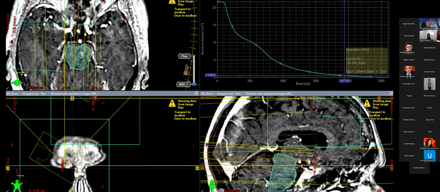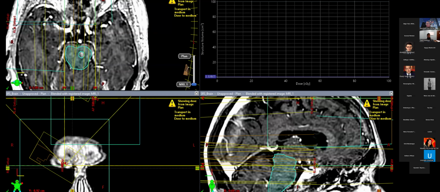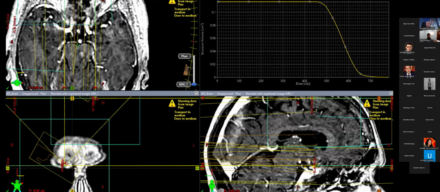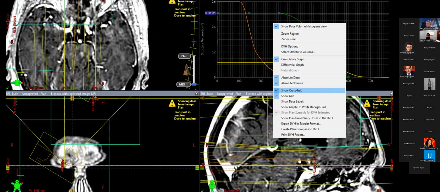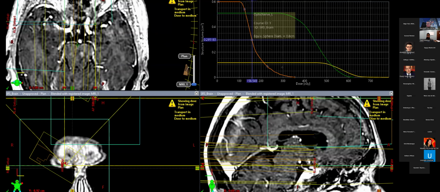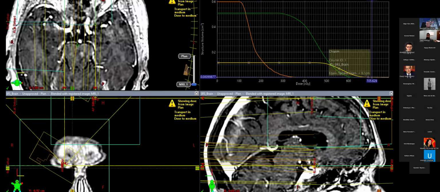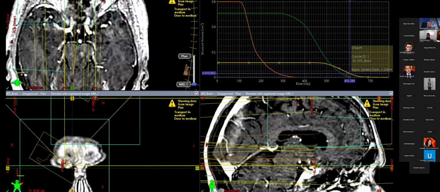And then in this particular case, there was no real concern for the optic structures because they were not very close by. The chiasm and the optic nerves are here. We can see that all of them are well under 9 gray. So the maximum dose was to the chiasm, and if we scroll to the 0.03 cc dose, that is about 6 gray, which is well under 9 gray.